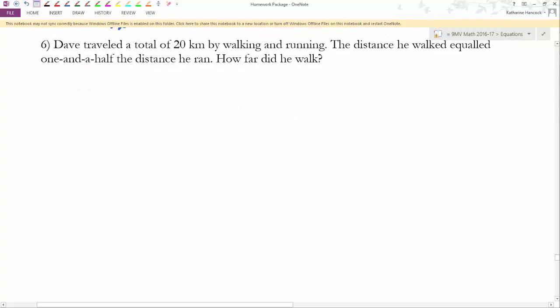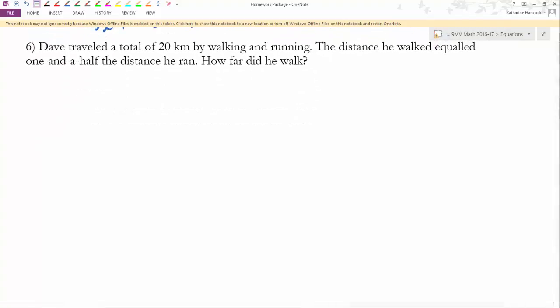Question 6. Dave traveled a total of 20 kilometers by walking and running. So right away, I know the total of 20 kilometers for the distance is going to be important. The distance he walked equaled 1.5 times the distance he ran. How far did he walk?